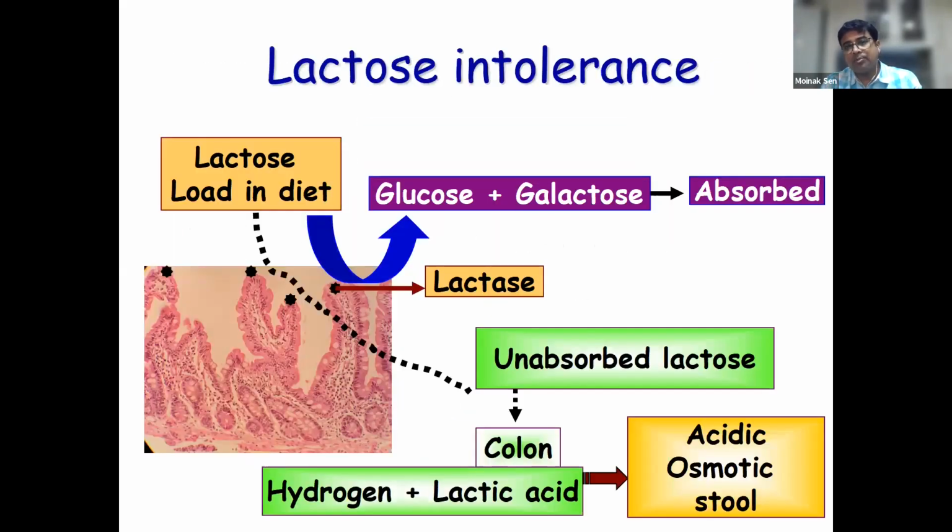Lactose intolerance is very important. With diarrhea, there comes a phase where lactose is not tolerated. Lactose contains glucose and galactose, and it is broken down by the lactase. But in diarrhea, the tops of the villi, which contain the lactase, are denuded. So the lactose comes directly into the colon, becomes unabsorbed, and when it is broken down by the colonic bacteria into hydrogen and lactic acid, it causes acidic or osmotic stools.